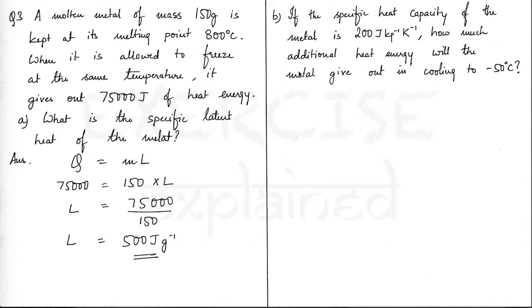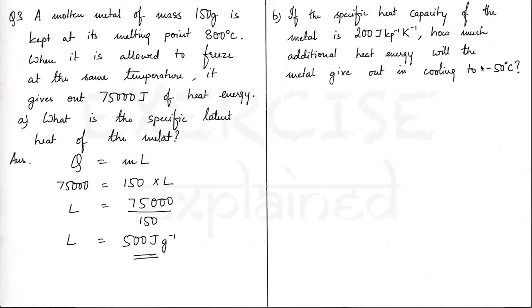Now there is a B part of the same question, that is: if the specific heat capacity of the metal is 200 joules per kg per Kelvin, how much additional heat energy will the metal give out in cooling to minus 50 degrees Celsius? So they have told how much additional heat energy. That means we need not consider 75,000 and we need not consider change of phase. It has to be cooled to minus 50 degrees Celsius.